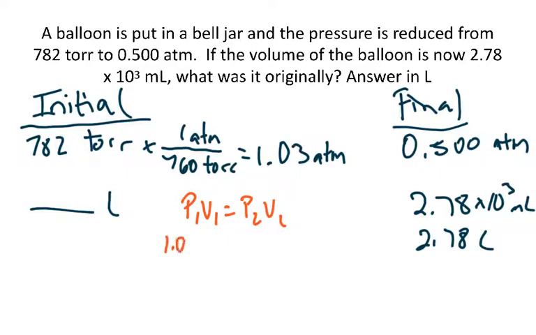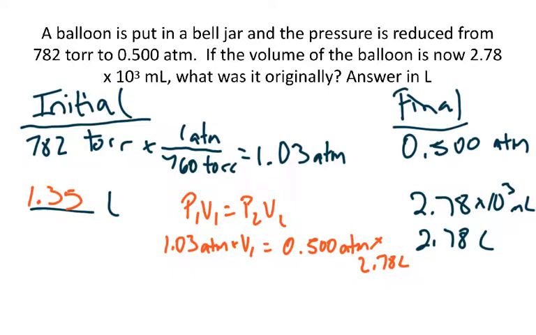So 1.03 atmospheres times V1 is equal to 0.5 atmospheres times 2.78 liters. If I work that out, I get an answer of 1.35 liters as my original volume.